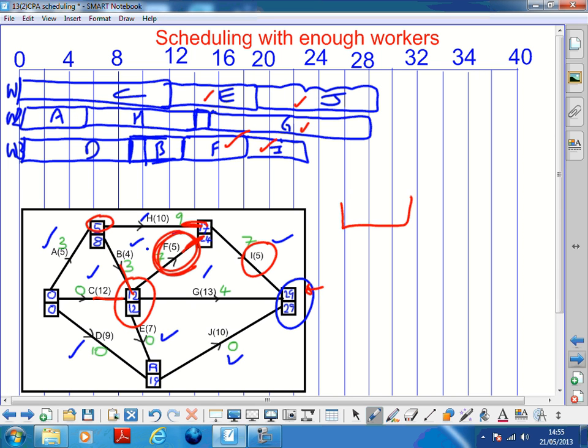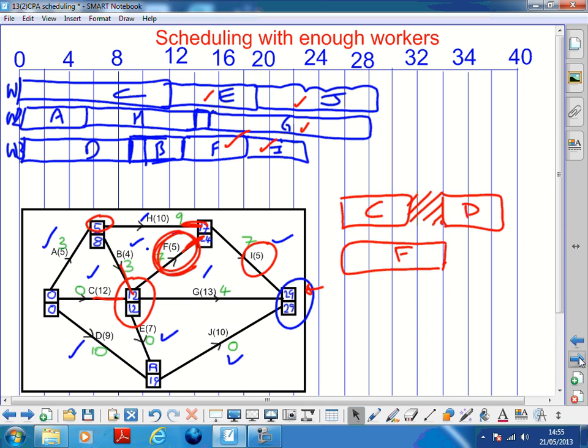If a worker has to wait, if a worker's doing C, but it can't start D till here because D depends on F and F doesn't finish till there, then you just put a little gap. It's fine. But don't be tempted to shove your D back if D depends on F and F isn't finishing till another time. So it's the precedences that are really important.